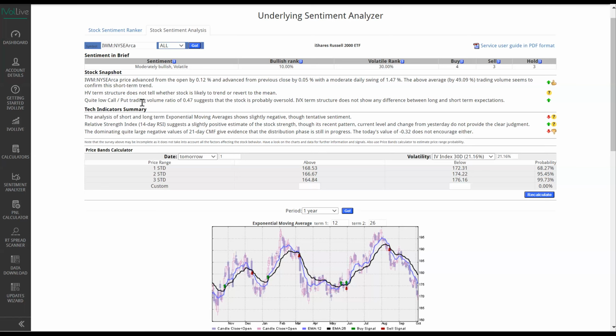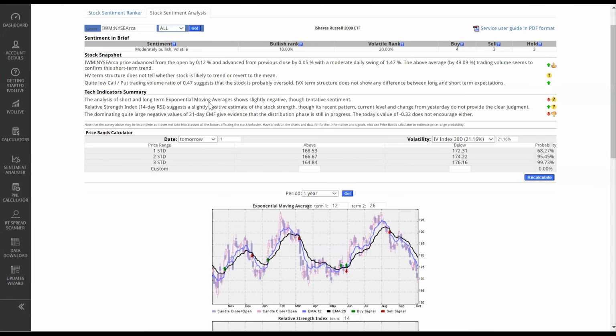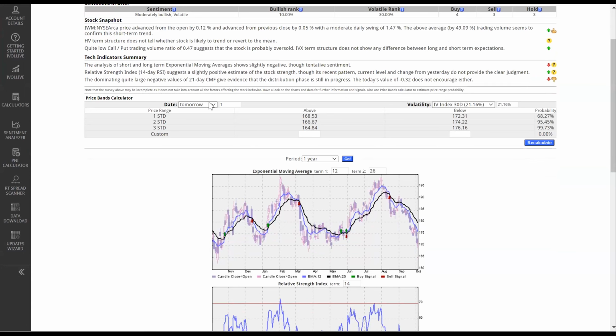And then it's going to look at the call to put ratio, right? So right now we have a 0.47, which is suggesting that the traders have been loading up on puts and the name is oversold, which is why we have a bullish green arrow. And then what you have beneath that is the technical indicators. We give you 3 of the most popular. One is the exponential moving average, EMA for short. In this case, that is trading in a bearish formation, which is why you have a down red arrow. We also give the relative strength index. We use a 14-day measure, which is the most popular.